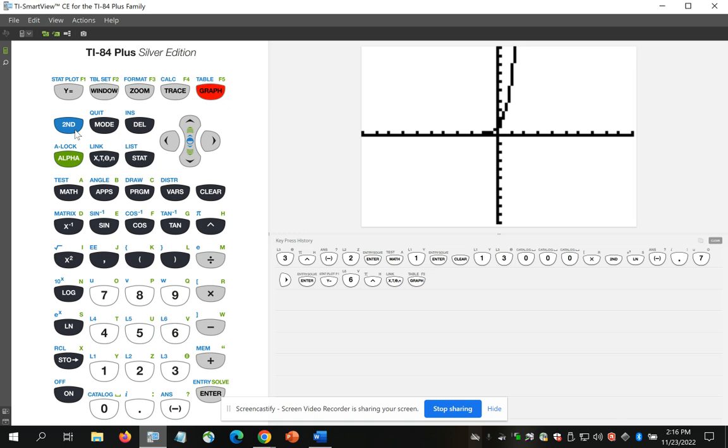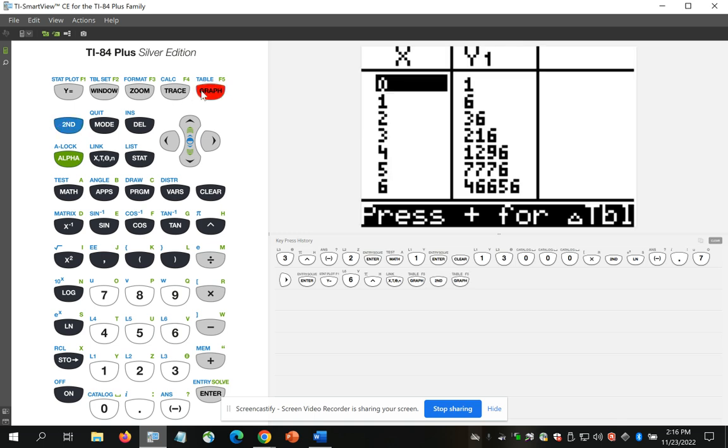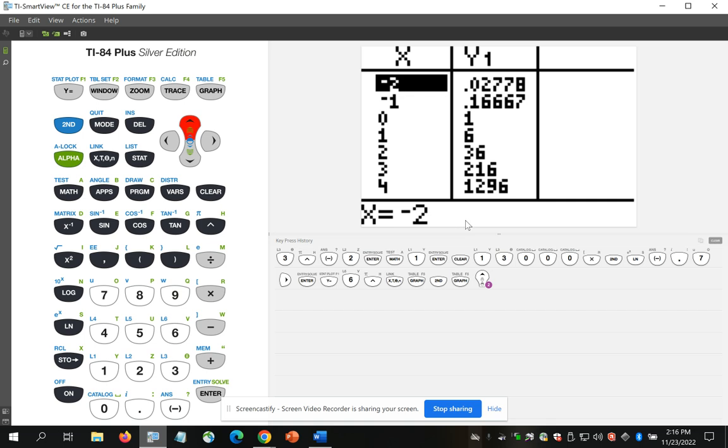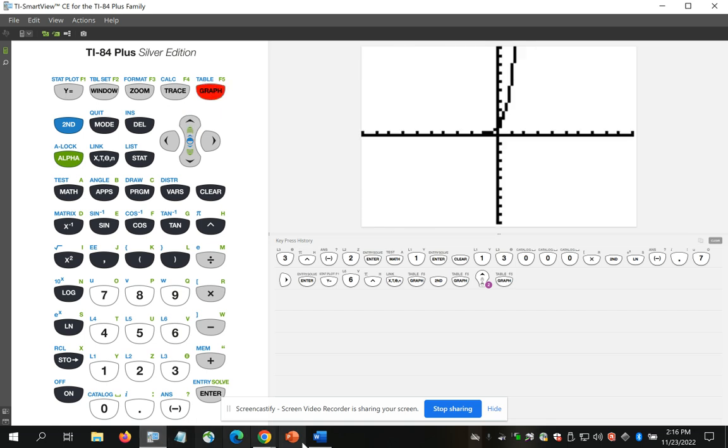Remember that you can look at a table of values. So again, you want to see 0, 1, 1, 6. You could scroll up and get values for -1, -2. Okay, so that's another way to look at that particular problem.